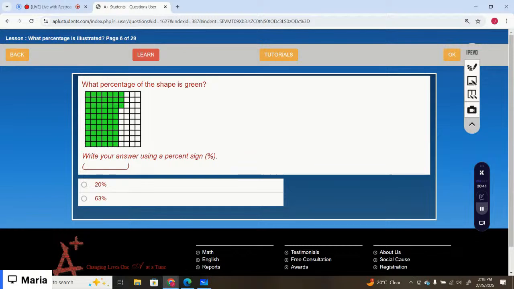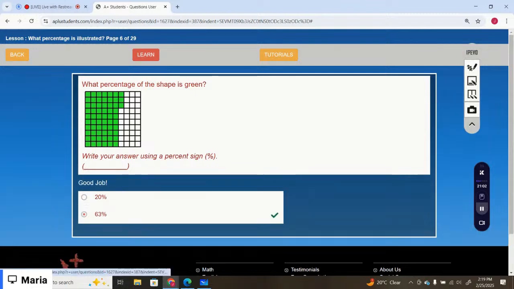What percentage of the shape is green? I think it's the problem at your end because no one's screen is black. That is 63%. Option number 2 is the correct option.